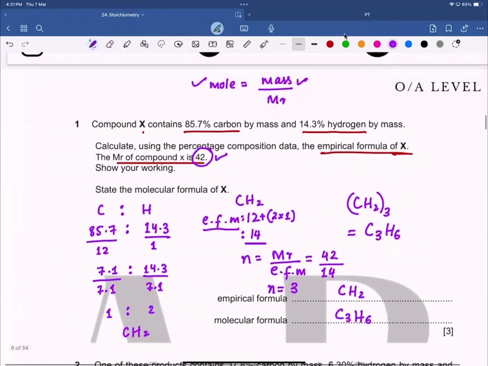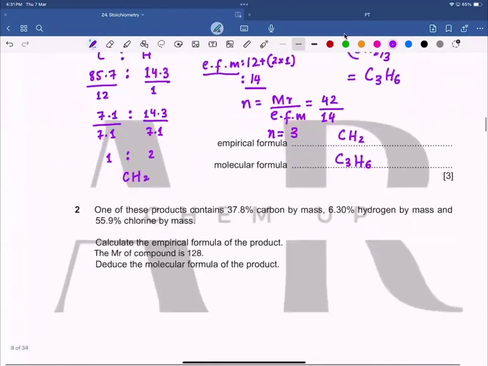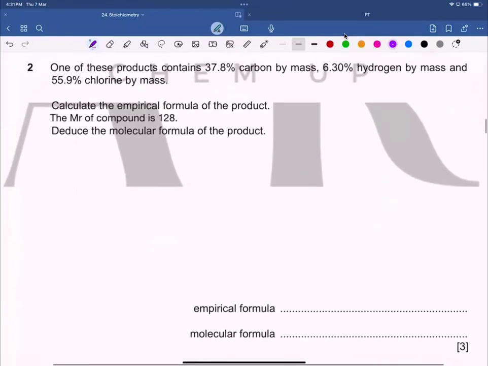Yes, do you know how to calculate the molecular formula? No, you don't know. Yes, Rohil, did you understand? Did you understand? Okay, go on. This is the question. Now do it everyone quickly.